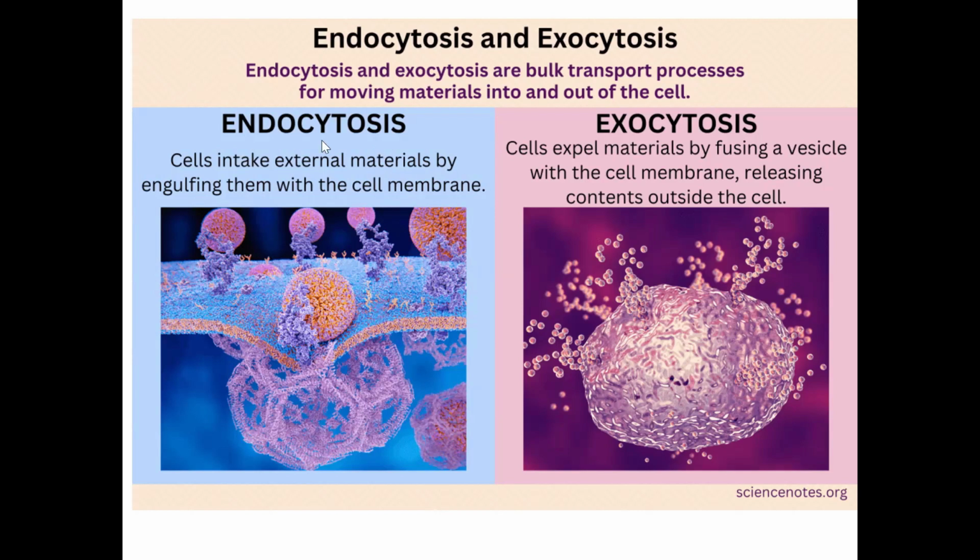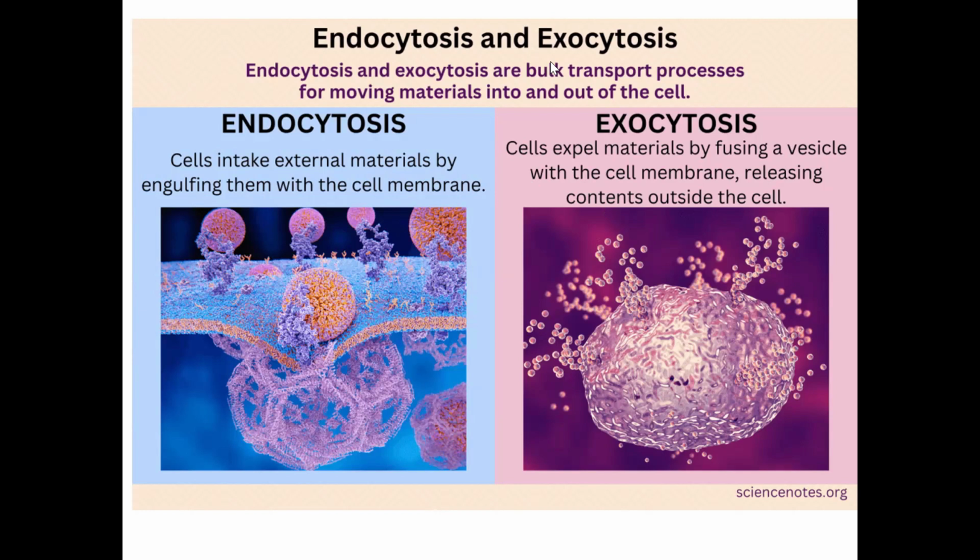In the case of endocytosis, cells take in external materials by engulfing them with the cell membrane. While in the case of exocytosis, cells release material by fusing a vesicle with the membrane, releasing the content outside the cell membrane. So that is the difference between the two. The movement of molecules in the case of endocytosis is by engulfing them.